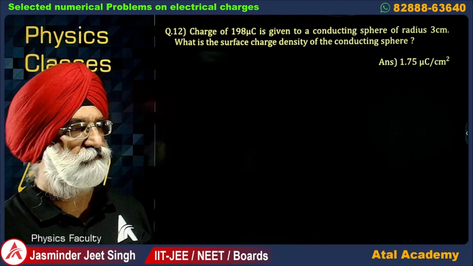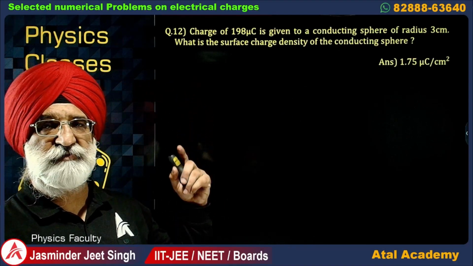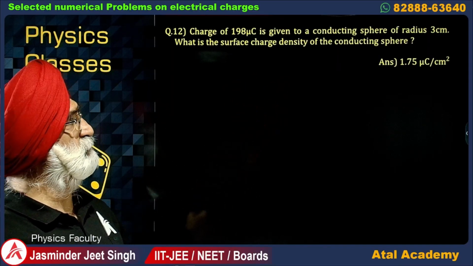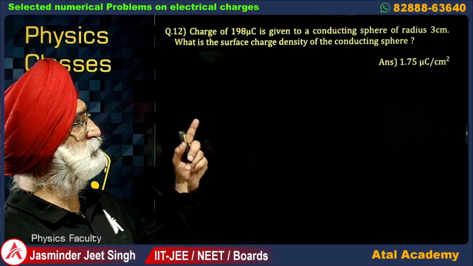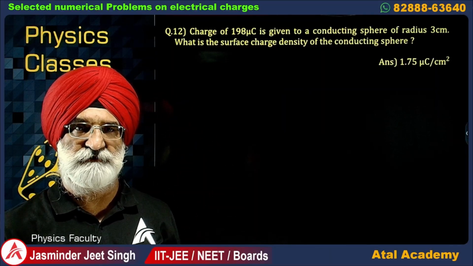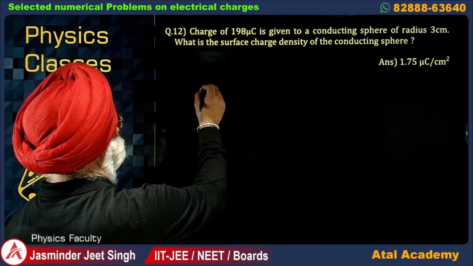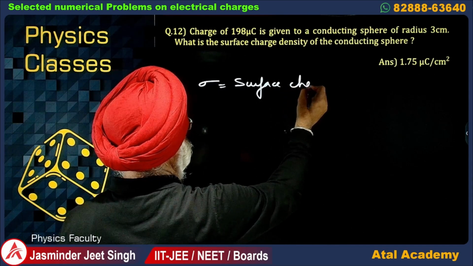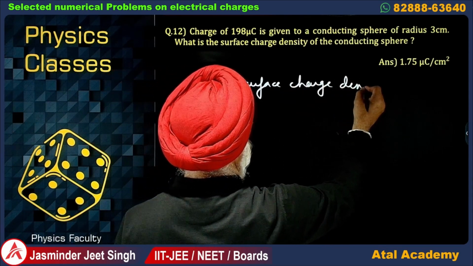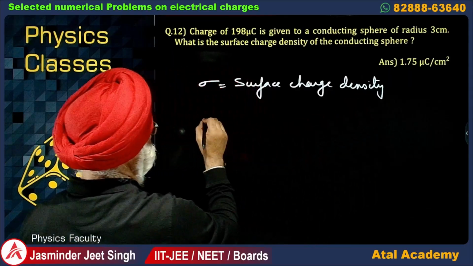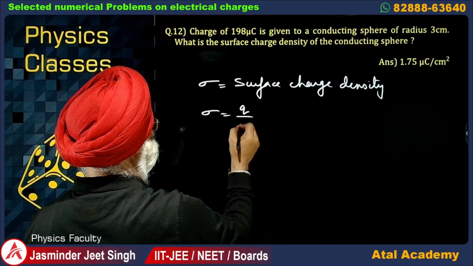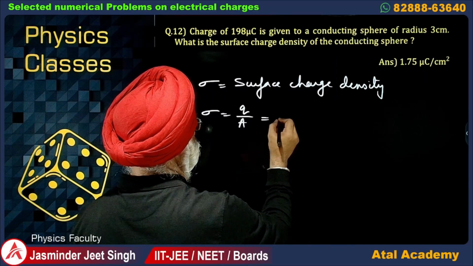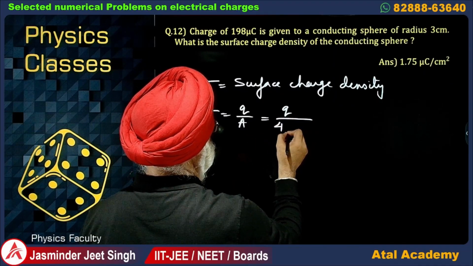Numerical number 12. A charge of 198 microcoulomb is to be given to a conducting sphere of radius 3 centimeters. What is the surface charge density of the conducting sphere? The surface charge density sigma is defined as charge per unit area. Area of a sphere is 4 pi r square, so it will be Q upon 4 pi r square.